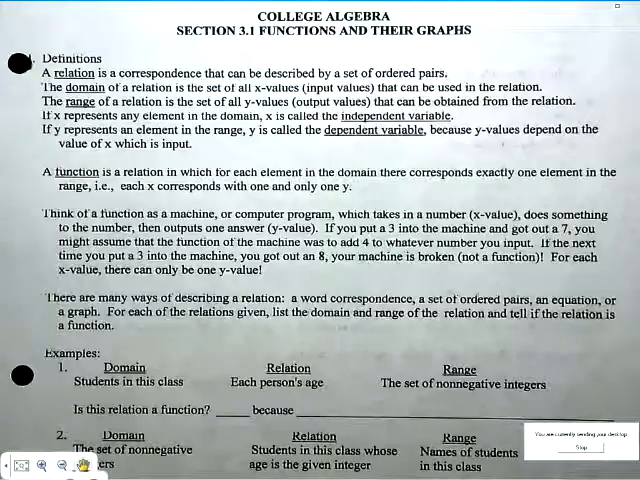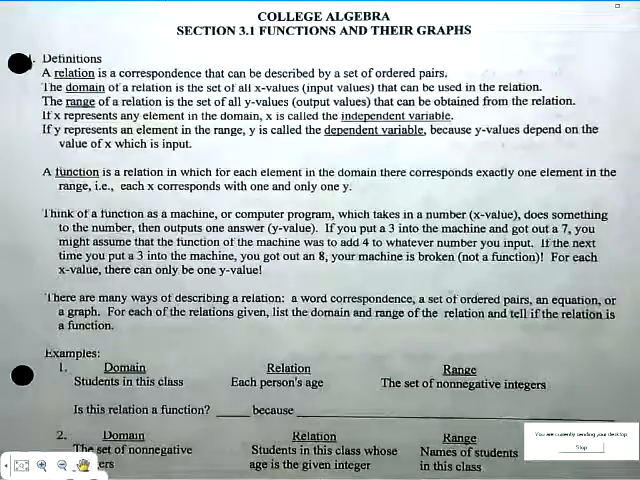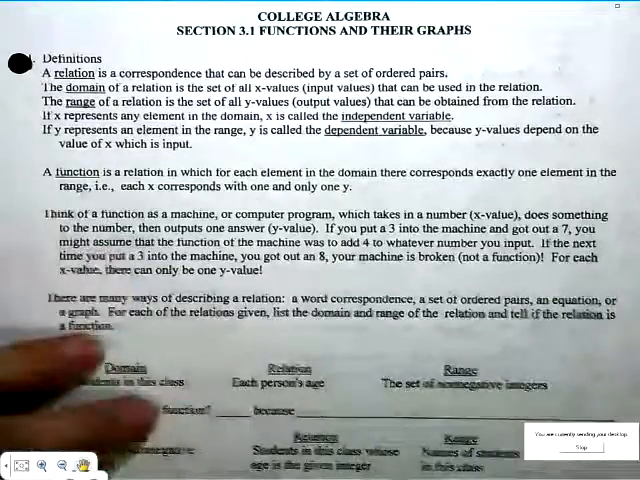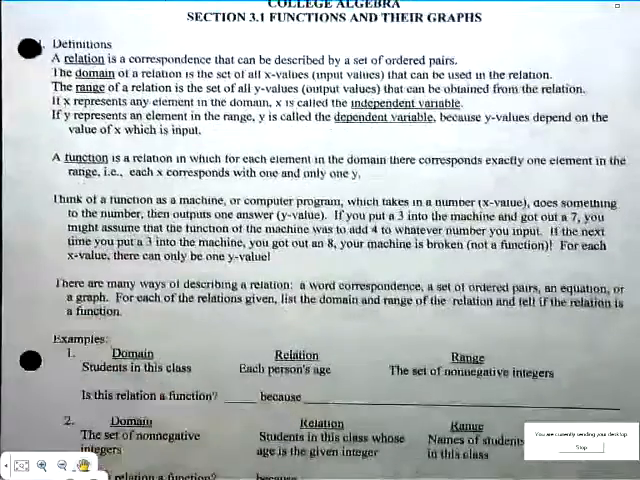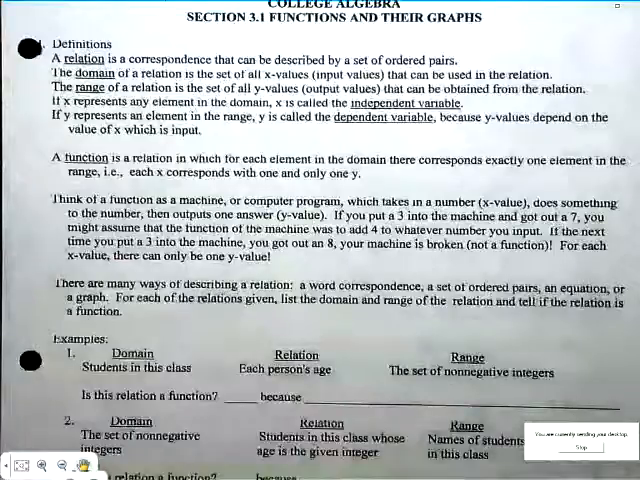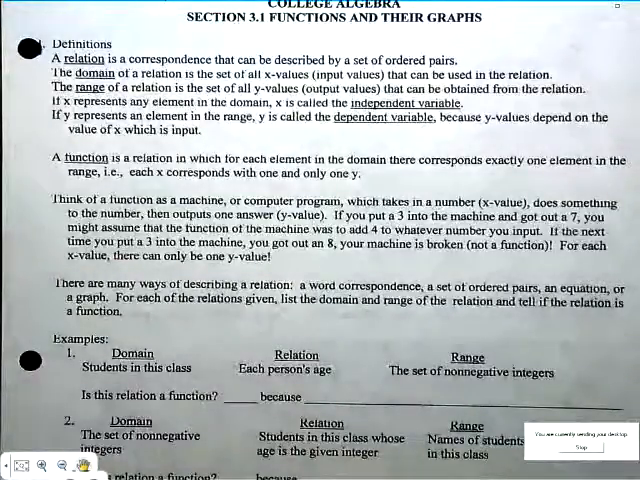Let's talk about 3.1. There's some terminology we need to mention, and then we'll do some examples. The section is on functions and their graphs, and the first term you need to know is a relation. A relation is just a correspondence between two quantities, any correspondence that can be described by a set of ordered pairs. For example, it doesn't even have to be numbers.